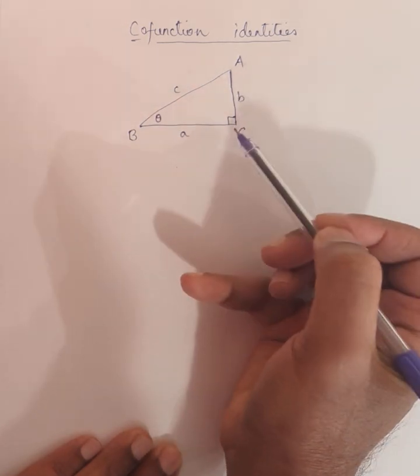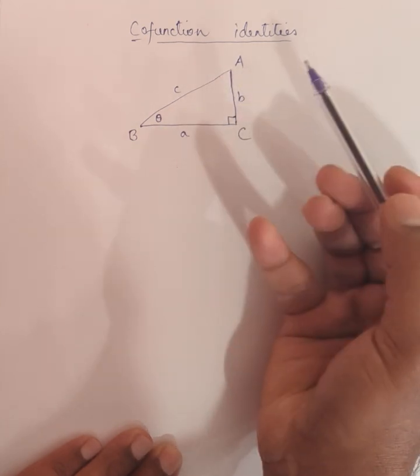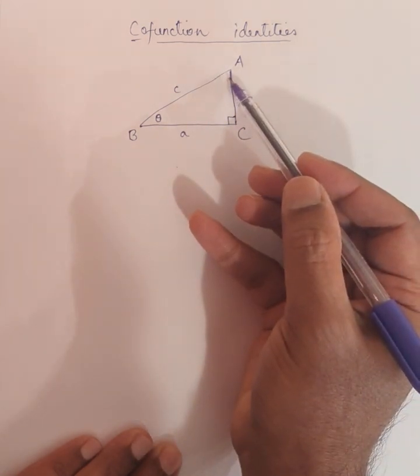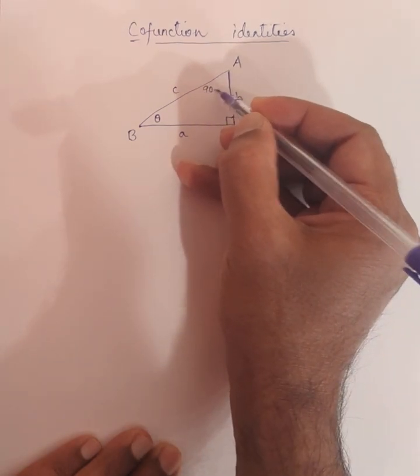Then if this is a right angle, the other two acute angles add up to 90 degrees as well. So they are complementary. So angle A is going to be 90 minus theta.